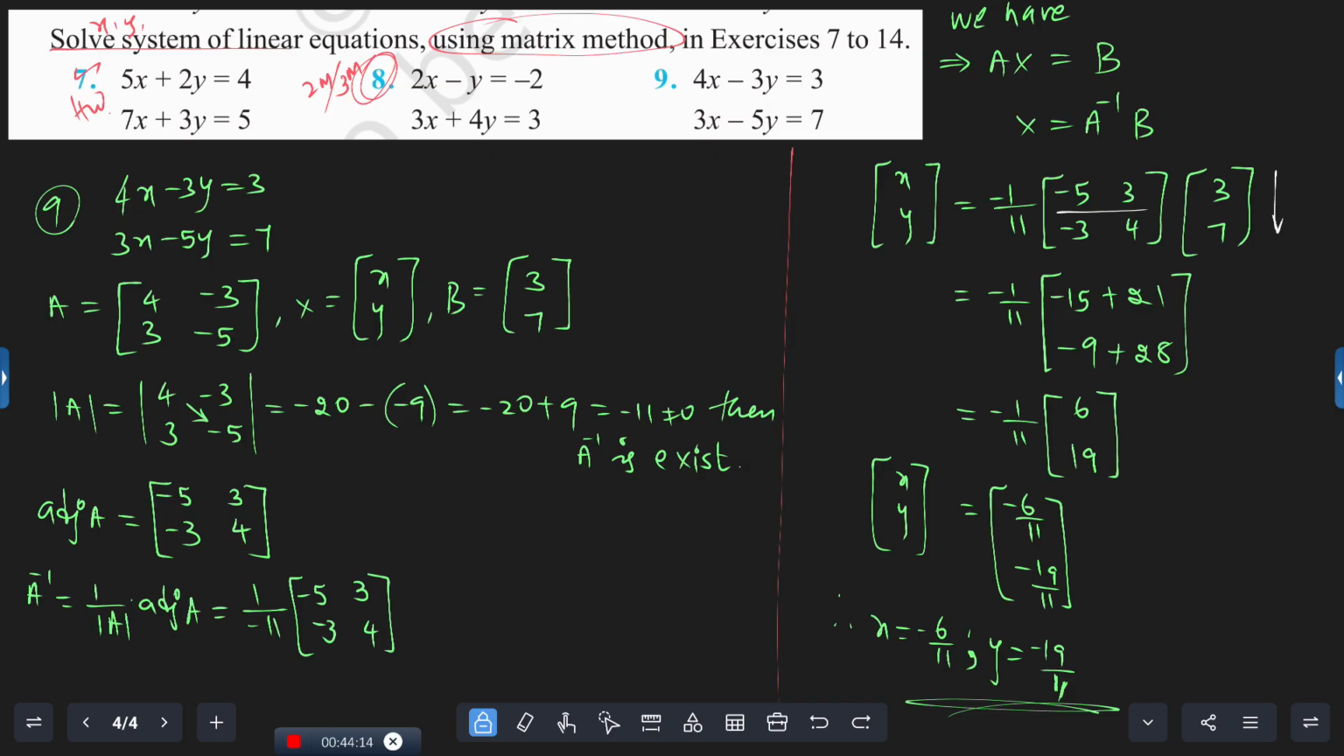From the next one onwards, I think it will be 3 by 3 matrix. Till 9 it is 2 by 2; from 10 onwards, 3 by 3 matrix. Understand?